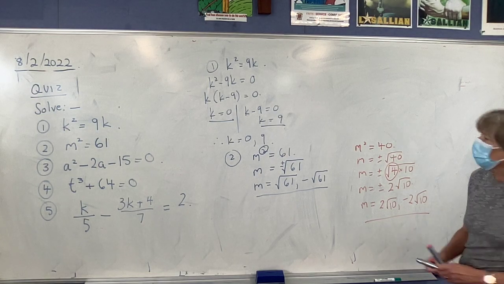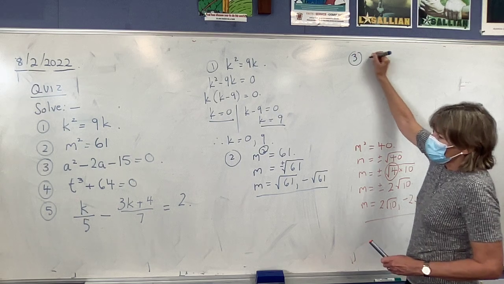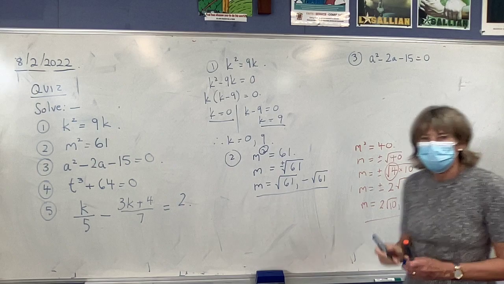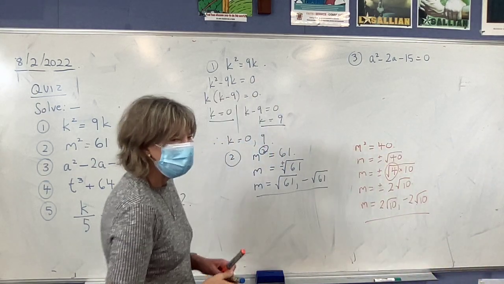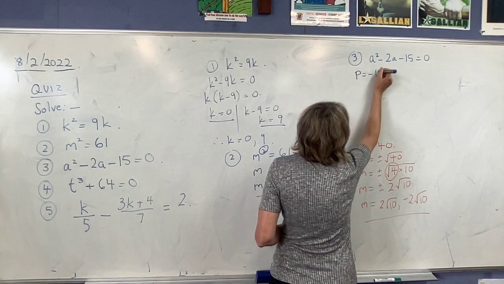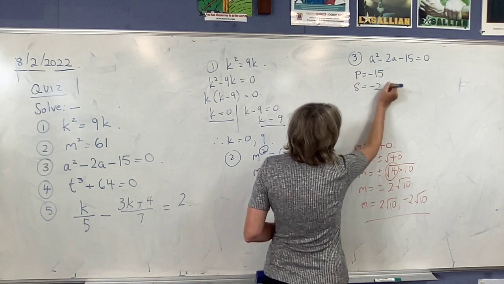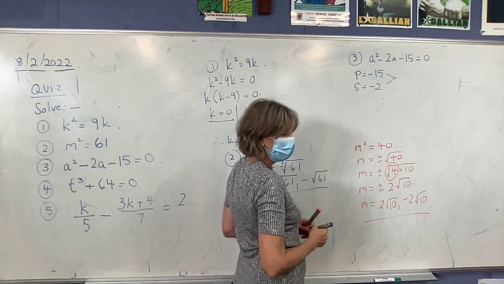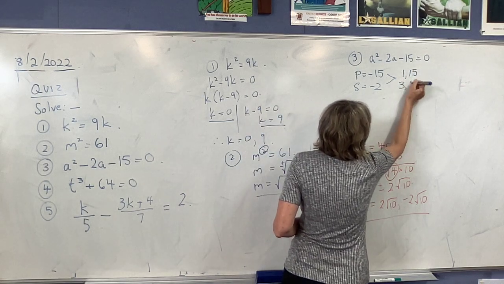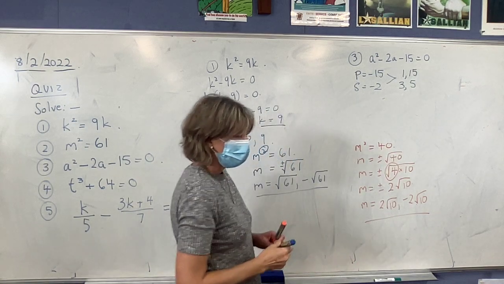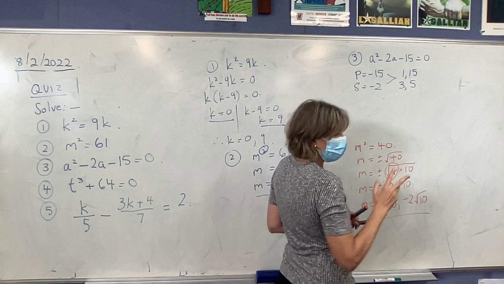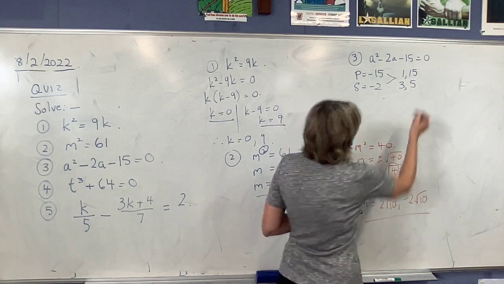All right, number 3. Jack, what do we do here? Product sum. Product is negative 15. Good. Sum, minus 2. Okay, what are we doing? So 1 and 15, then 3 and 5. Keep going. The 5 would have the negative. Well, negative 2 would be largest. So which pair is it that we're looking at? Well, 3 and 5.